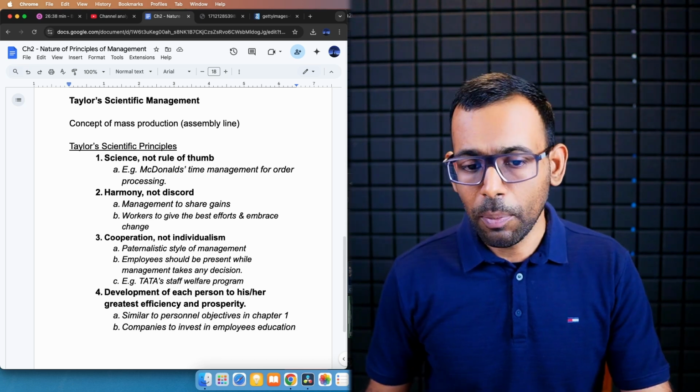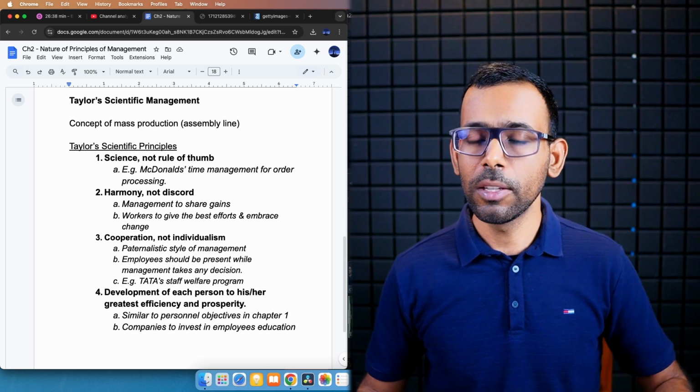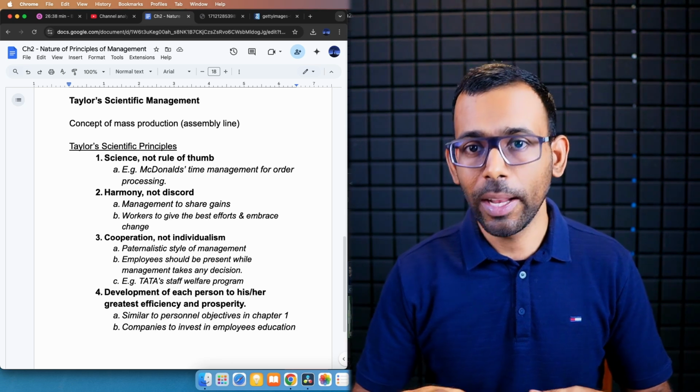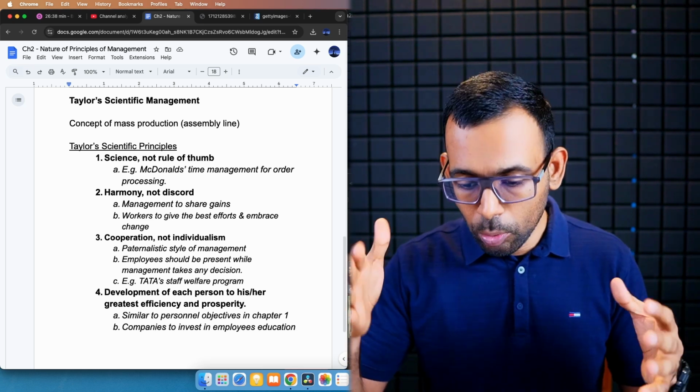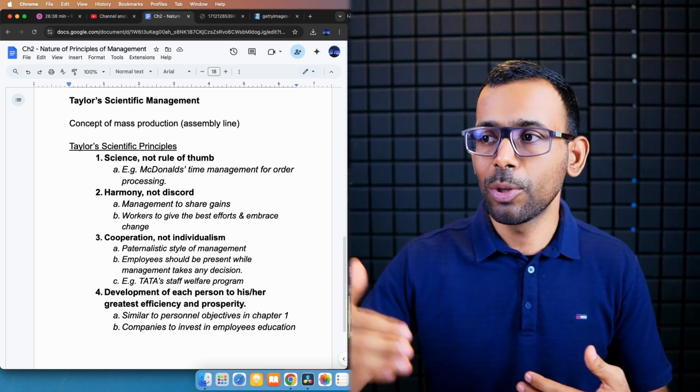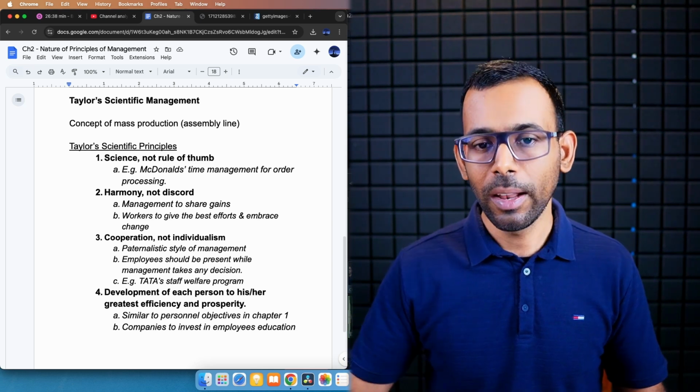And also the other point Taylor insists is that employees should be present while management takes any decision. So, management should not do anything in isolation. They should bring employees also into the decision making process, so they should feel that they are also participating in the collective growth, that they are not left out.